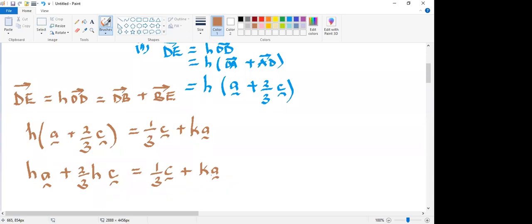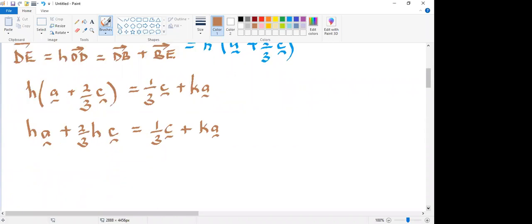So now there we can use the other property we used at first, where the coefficients of A and vector C must be equal. The ones on one side must be equal to the ones on the other side. When two vectors are equal and A and C are not parallel, then the components are equal. So what does this imply to us? This implies our H is equal to K.